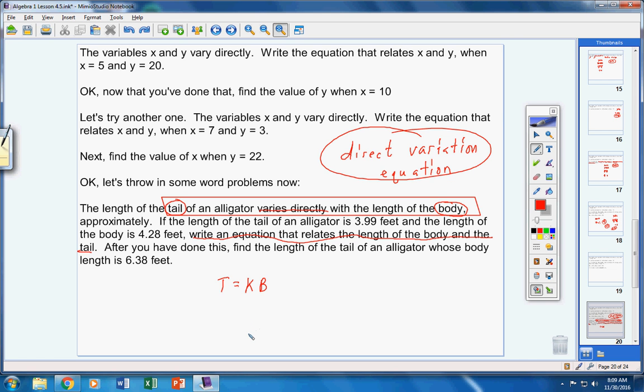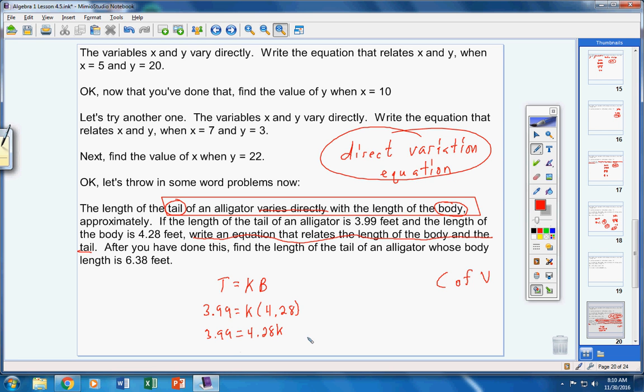There you go. Now guys, what if I drew it into your heads? If you're going to write a direct variation equation, what's the first thing you need to find? The constant of variation. Can we do that, Mr. Error? Well, sure we can. Look right here. They give you the length of the tail. When the tail is 3.99, the body is 4.28. Look at that. Of course, K times 4.28 would be 4.28K.